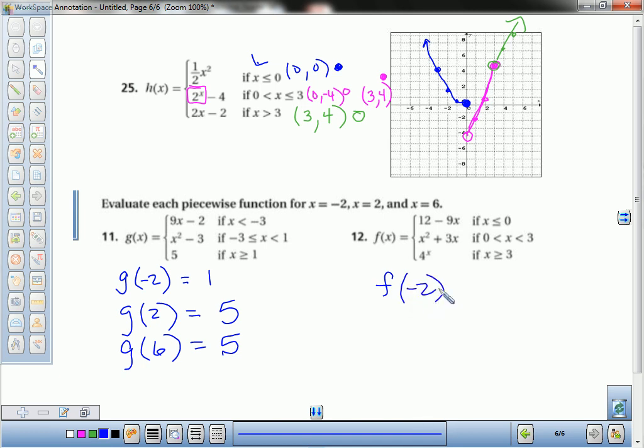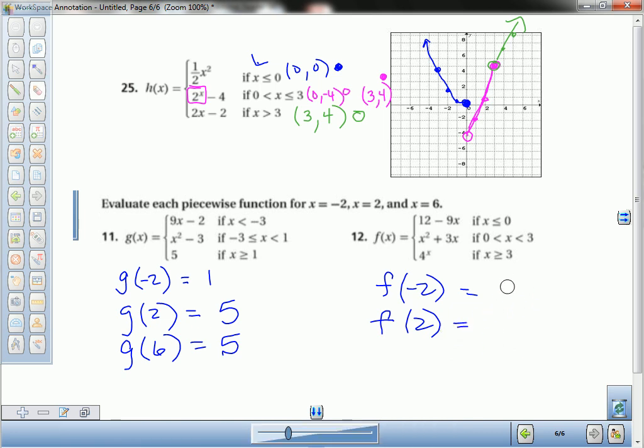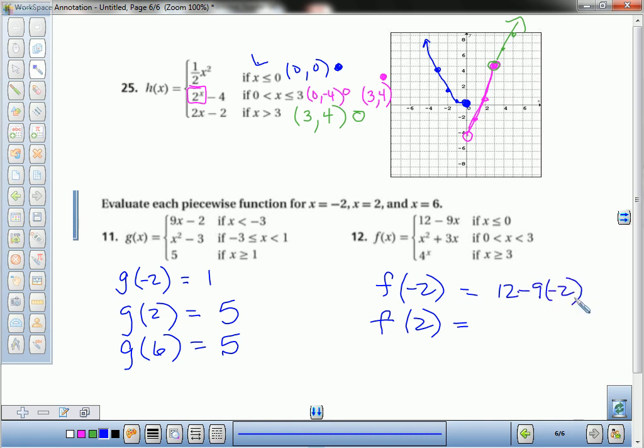All right. f(-2). Which interval does that fit into? Which function? Will it go into the top, the middle, or the bottom? Top. So 12 plus 18 is 30. f(2). Top, middle, bottom. 12 minus 18. Okay, it's 12 minus 9 times -2. Oh, -2, right? Yeah? I also got the wrong one, sorry. Okay. All right, f(2). Top, middle, bottom.